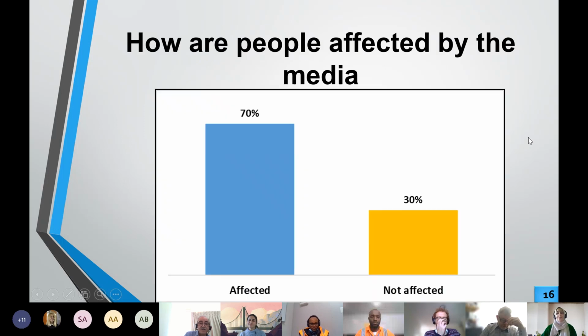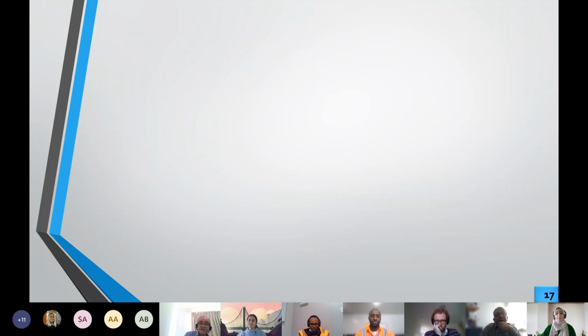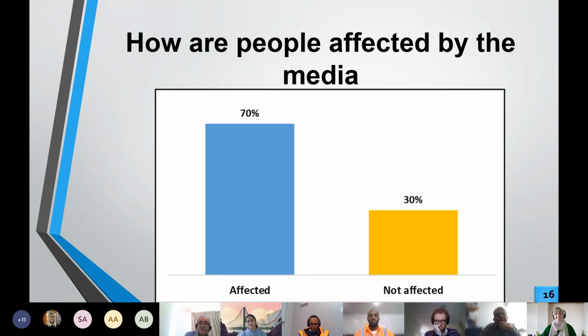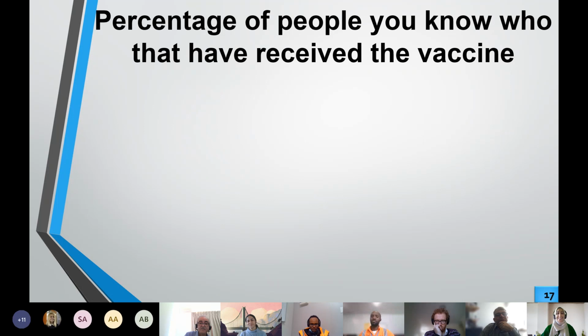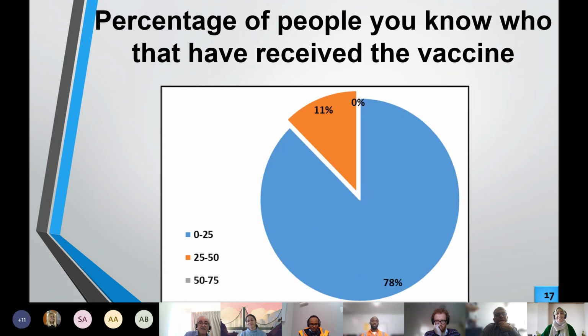This chart shows that 70% of the participants are affected by social media. On the other hand, 30% are not affected. 78% of participants know a number of people between 0 and 25 who have received the vaccine, and 11% of them know between 25 and 50 people who have been vaccinated.